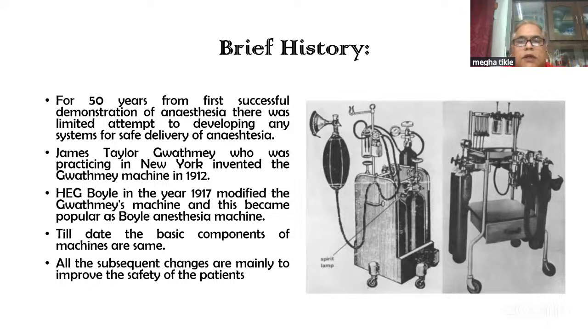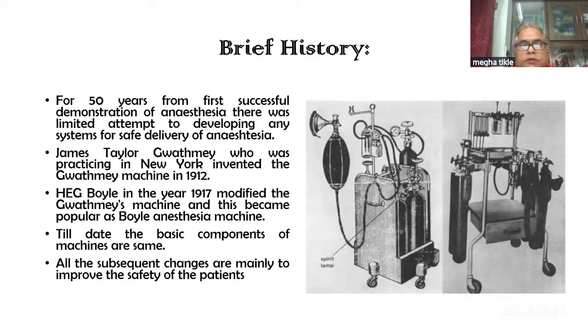So with a brief history, in 1846, first time ether anesthesia was given, and for next 50 years, after the first successful demonstration, the attempts were limited only to open ether anesthesia, and no other system was developed to deliver safe anesthesia to the patient. Till 1912, nothing happened when James Taylor Watmey of New York decided to make a machine with anesthesia with oxygen cylinder and nitrous oxide with some reducing valve, which was modified by Henry Boyles in 1917, and which became very popular, and that's what we call it now, the Boyles machine.